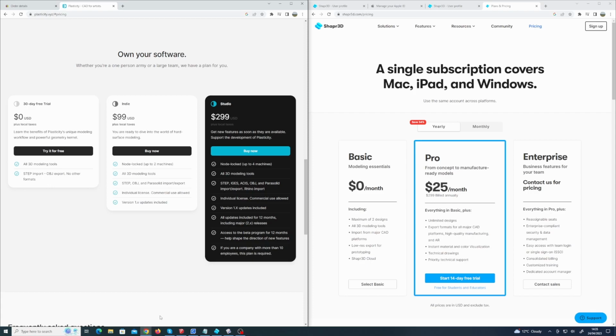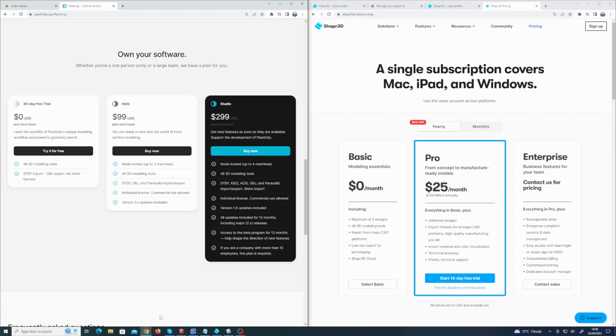I don't know quite what the pricing is for Onshape. It might be worth checking that out. But my main battle is between Shapr3D and Plasticity. And the only reason why I really used Plasticity initially was because I couldn't remember my login for Shapr3D, and I can't find my iPad.